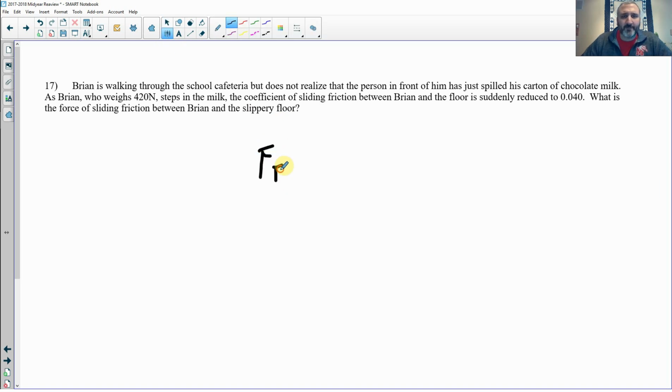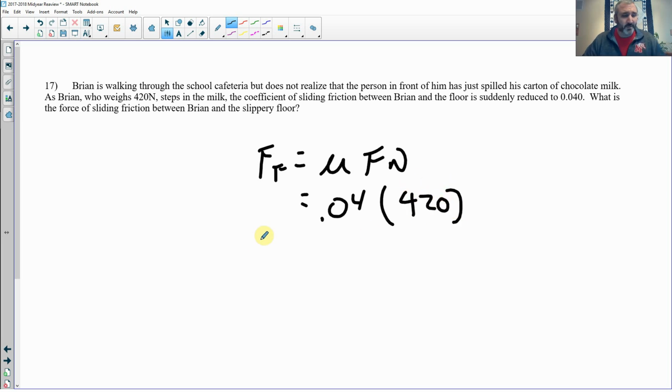Well, FF equals mu times the normal force. Mu is now 0.04. The normal force, well, if he weighs 420 newtons, that means the floor must be pushing up on him with 420 newtons. So 0.04 times 420 should be a force of friction of 16.8 newtons.